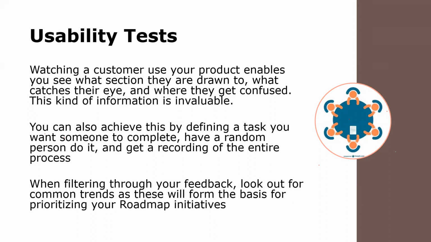Okay, so when filtering through your feedback, look out for common trends, and this will form the basis for your prioritization, and this is very key. Again, you know that your prioritization is based on meeting a need and meeting a customer's requirement. So by the time you've done your usability testing, you've seen that out of the 10 people that you've gathered together to get feedback from, 9 of them are pointing in a particular direction, that automatically becomes the first 2-3 things in your roadmap.